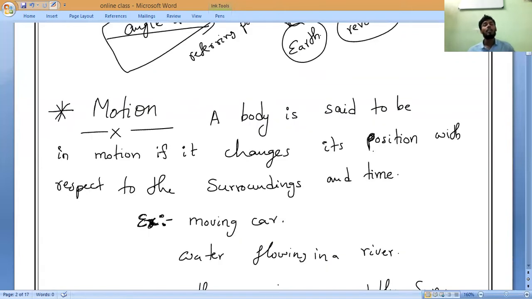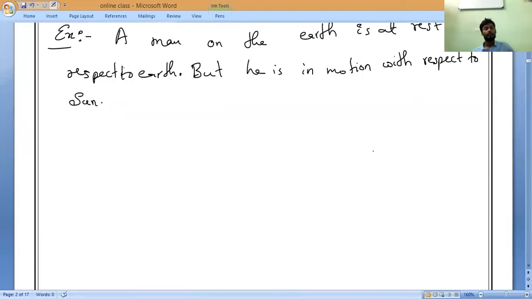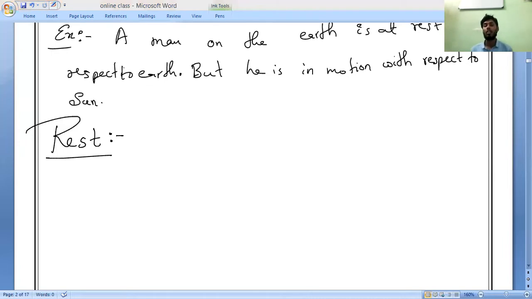Now, have you understood motion? What is motion? Clear, everybody? Yes, we can make examples. As you are studying motion, what is the opposite word of motion? Rest. So we should know the meaning of rest also. Motion means a body is said to be in motion if it changes its position with respect to surroundings and time.